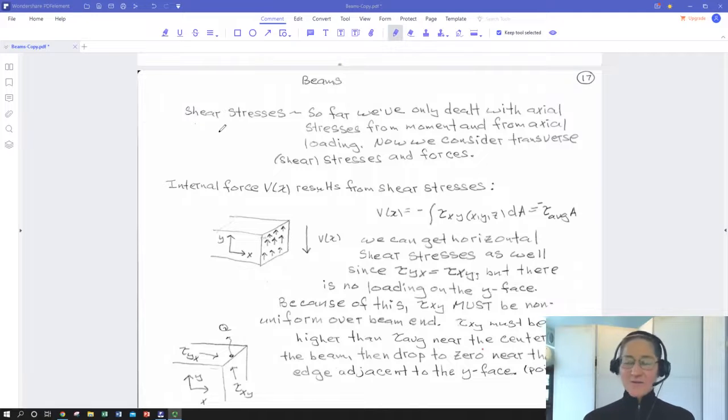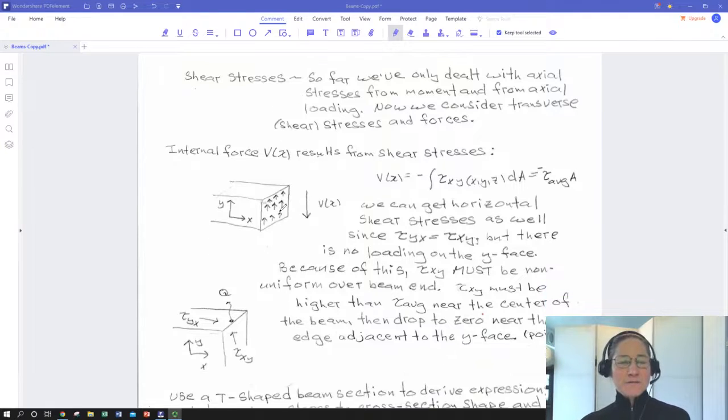So I'm just going to start following from the notes here. So far we've dealt with axial stresses, longitudinal, normal stresses in the direction of the beam axis, and we've also looked at the displacements in the y direction, but they're arising from stresses and deflections that are longitudinal. So now we're going to look at shear.